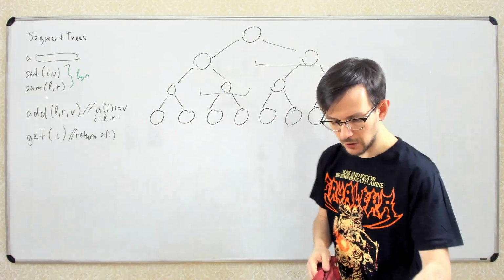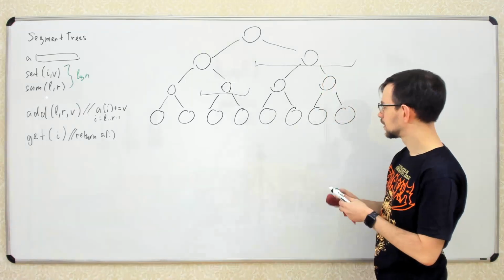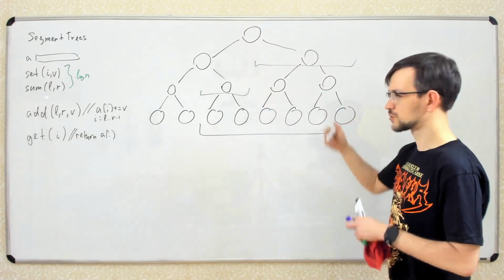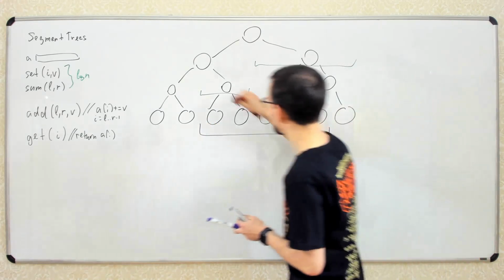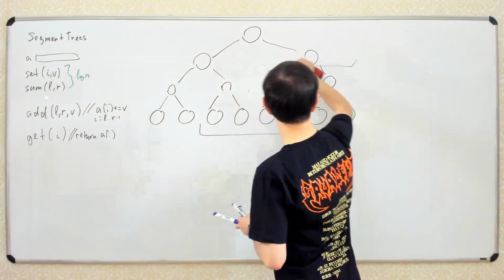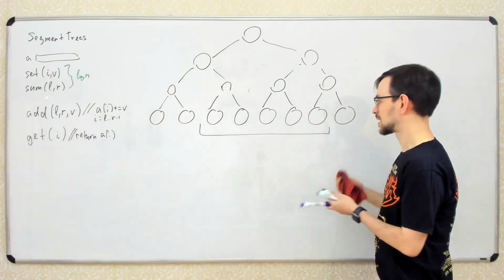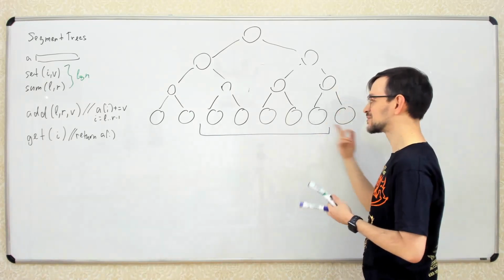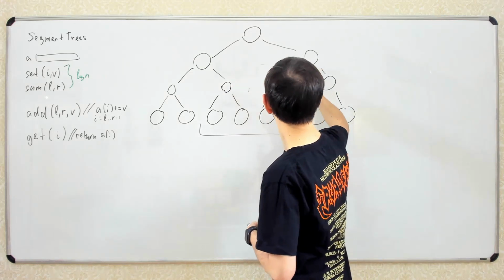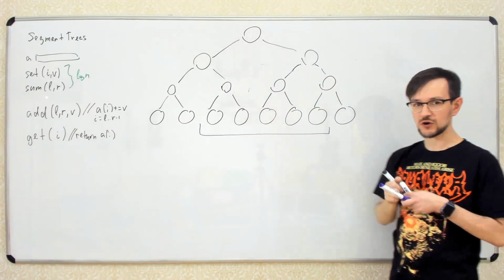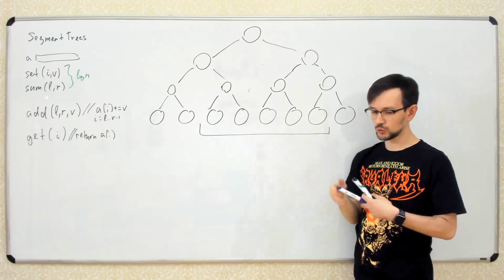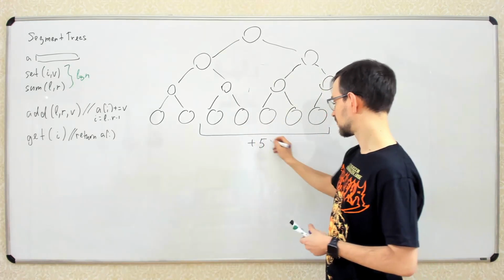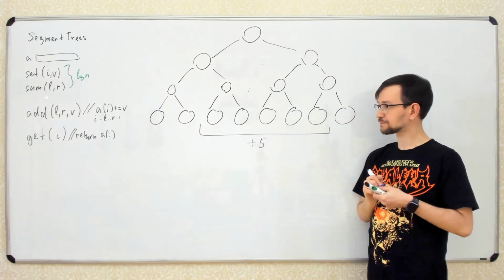Now, how to make both these operations? It's pretty simple. So you have some segment. I always use the same segment, because it has 3 parts, so it's a good example, and we used the same segment in the previous lecture. Okay, so let's have some segment and try to add some number to this segment. Let's add 5 to all elements of this segment.